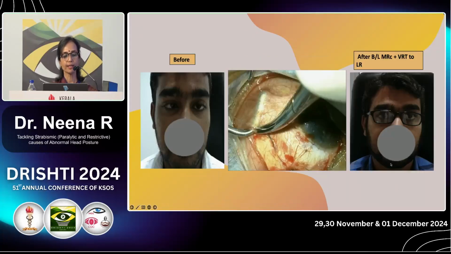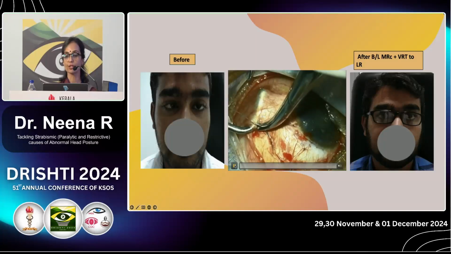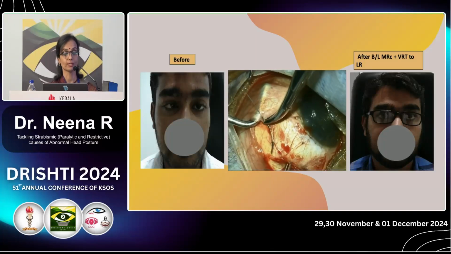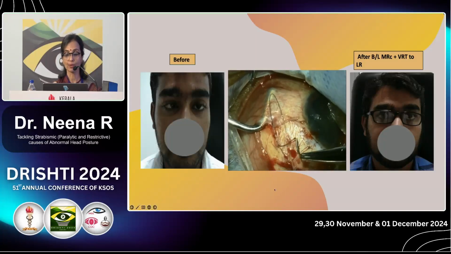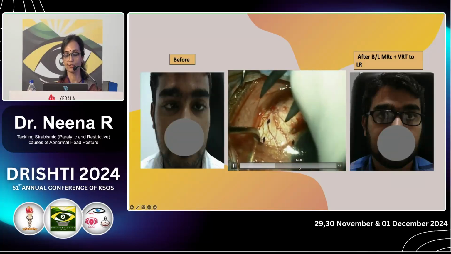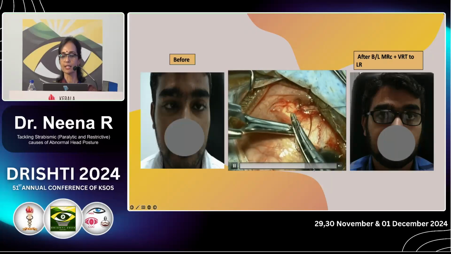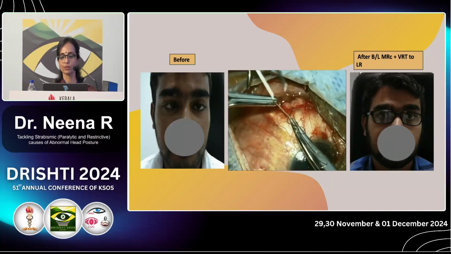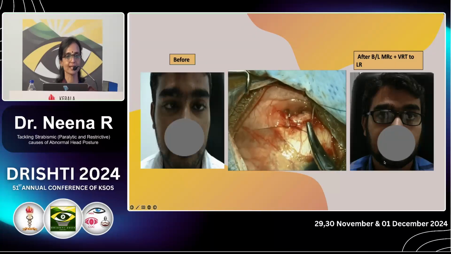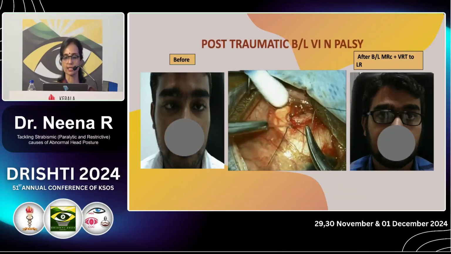This was a gentleman. He had a road traffic accident and he had bilateral 6th nerve palsy with very large ESO deviation of the right eye, and he had a right face turn. So we did bilateral medial rectus recession and superior vertical rectus transposition to both the lateral rectus, and this was one of the old cases which I did. Now I have shifted to either SRT or Nishida, but we did vertical rectus transposition to lateral rectus in both eyes, and he had pretty good cosmesis and improvement in his head position.